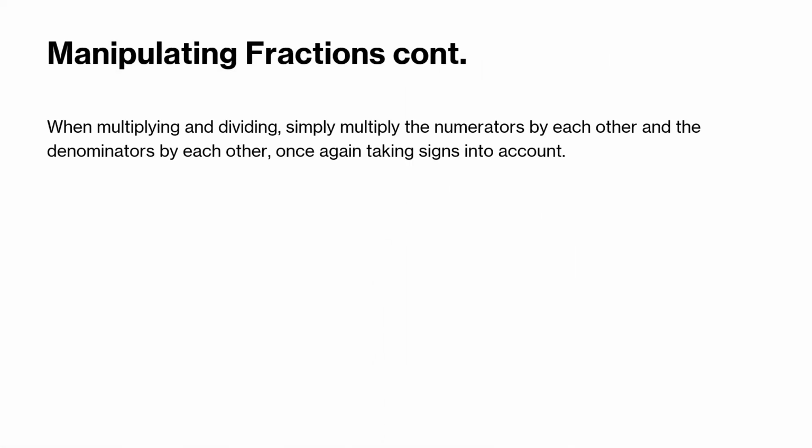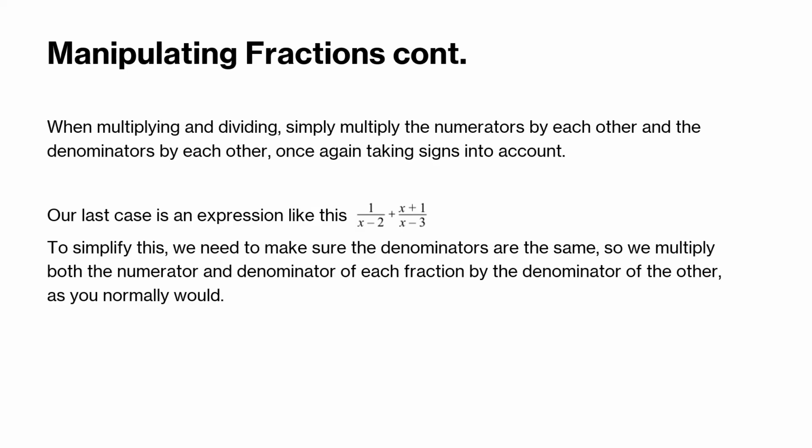Let's continue. When multiplying and dividing fractions, simply multiply the numerators by each other and the denominators by each other. Once again, make sure to take signs into account. Our last case is an expression like this. 1 over x plus 2 plus x plus 1 over x minus 3. To simplify this, we need to make sure that they're both the same.